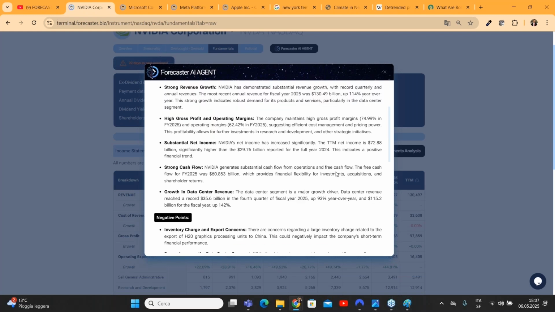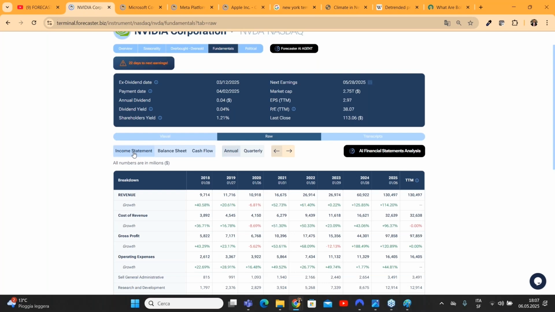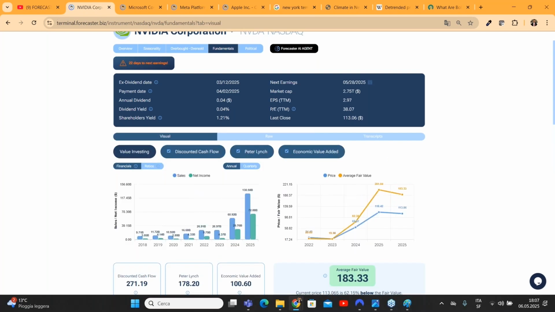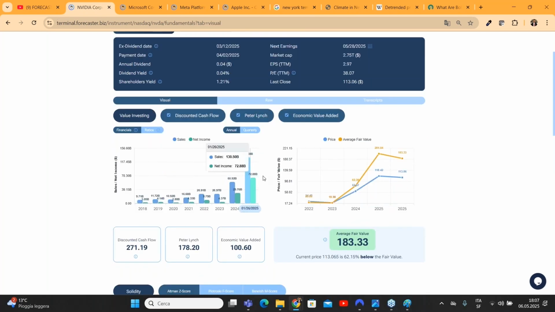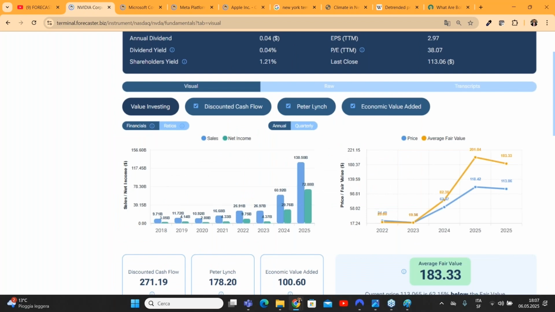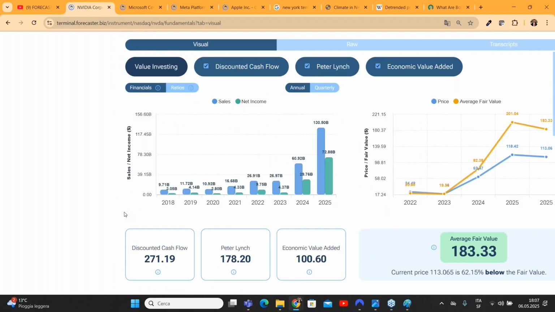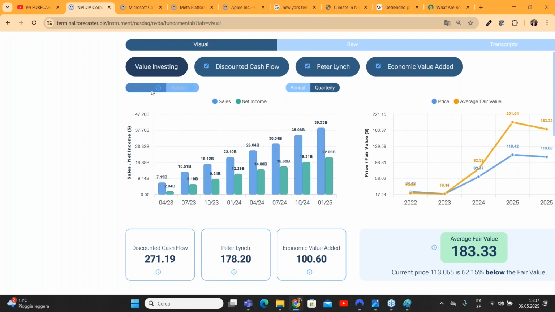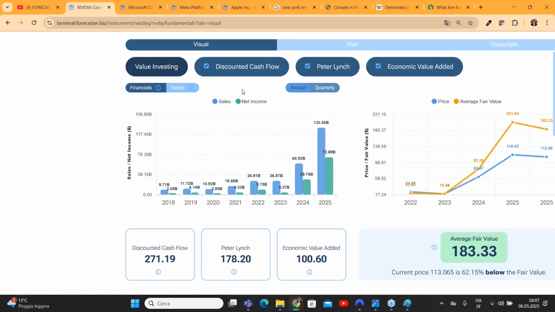Okay, let's go back to the visual part, which is very interesting because here we can see the financials, and we can definitely see at a fingertip how the company is performing. In this case we see that the company is growing both on sales and net income. We can also see the quarterly, and we can see the ratios on both annual and quarterly.